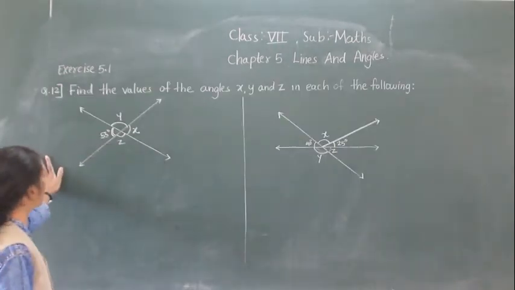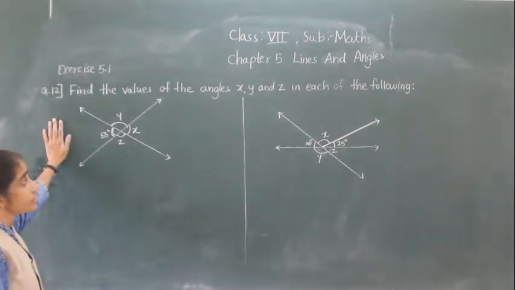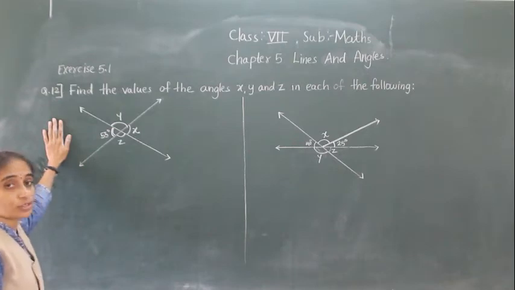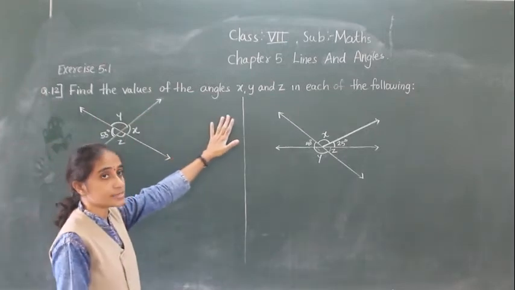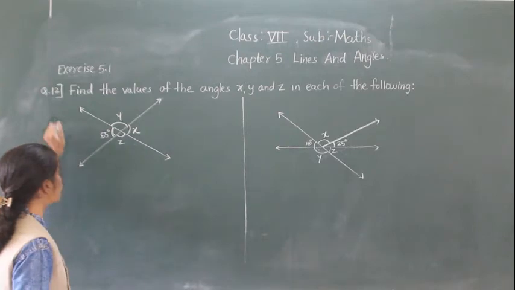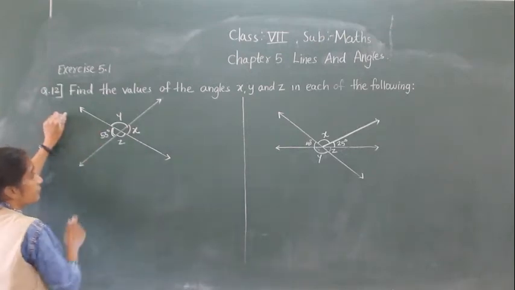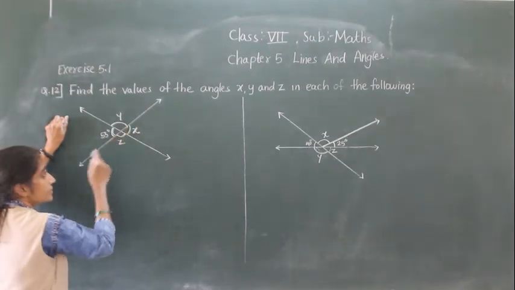Let's solve question number 12. Find the values of the angles x, y and z in each of the following. Now see here, this is the given figure and we have to find the values of x, y and z.